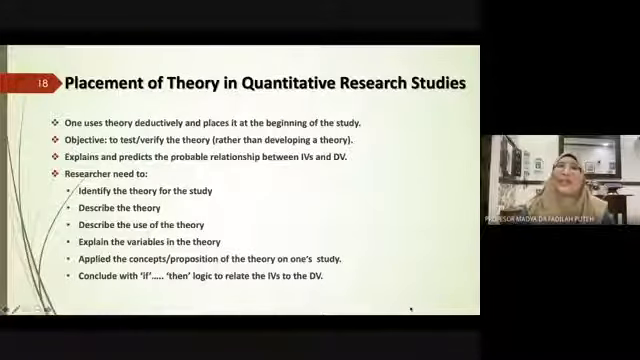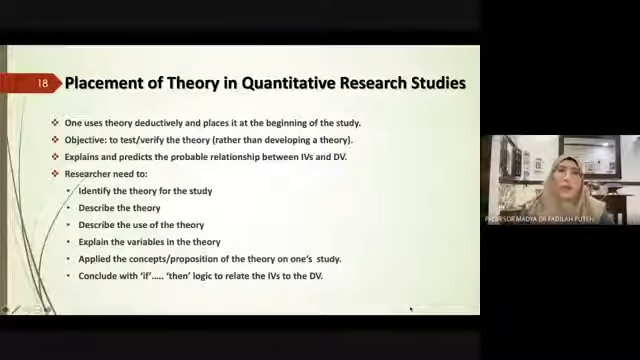Basically, in a quantitative study, the theory is used to test whether it is correct or not. For example, the theory of planned behavior. Past studies say that these are the findings, and you take that theory to explain your research framework, to see whether the same observation is similar to past studies. So this is where you need to test the theory. It explains and predicts the probable relationship between IVs and DV, as I mentioned just now.